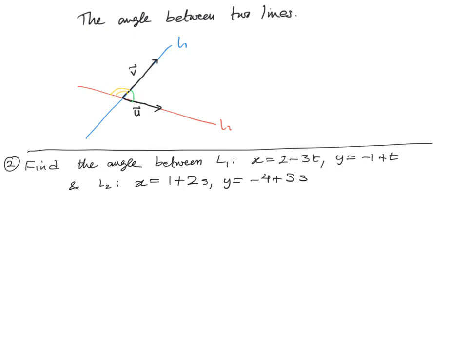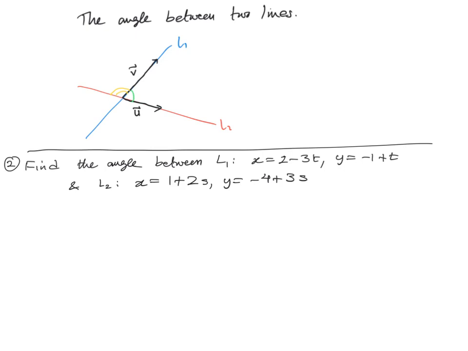Now to find those angles, we're going to find the direction vector for each of those lines. And once we know their direction vectors, we can use the dot product method of calculating the angle. So that's what we're going to do. Find the angle between L1, which is x equals 2 minus 3t, y equals negative 1 plus t, and L2, which is x equals 1 plus 2s, y equals negative 4 plus 3s.